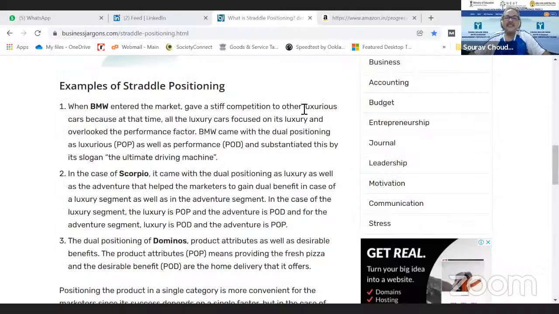When BMW entered the market, it gave steep competition to other luxurious cars because at that time, all the luxury cars focused on luxury and overlooked the performance factor. BMW came with the dual positioning as luxurious car, point of parity. All the cars were luxurious, so it was luxurious, point of parity, as well as performance, point of difference. BMW said, I don't only give luxury, I also give great performance. And they said the ultimate driving machine. So this is straddle positioning. You're placing yourself in between point of parity and point of difference.